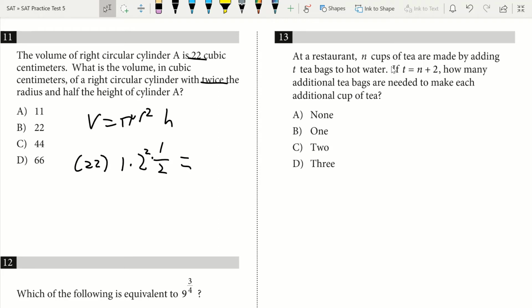Alright, well, we see that we're going to have 2 squared, that's going to be 4. 4 times a half, 4 over 2, that's 2. Now we've got 2 times 22, which gives us 44. So our answer there is C.